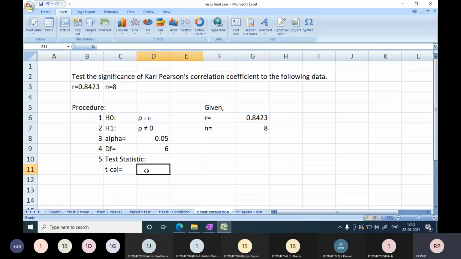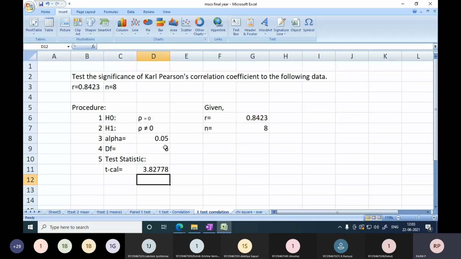Now write the formula: is equal to, open the bracket, r minus rho. Rho is 0; check it, under H naught you have taken 0. Close the bracket. Divided by square root of, and for the denominator, what is the formula? Square root of 1 minus r square, divided by n minus 2. Close the bracket. N minus 2 is the degrees of freedom only, so I'm taking degrees of freedom directly. Then close the bracket, enter.